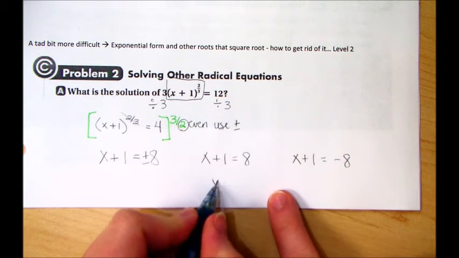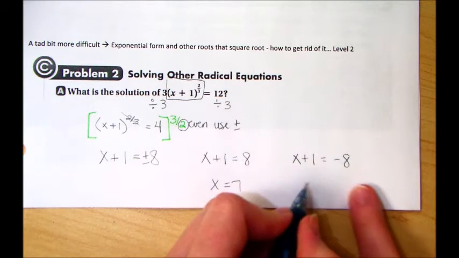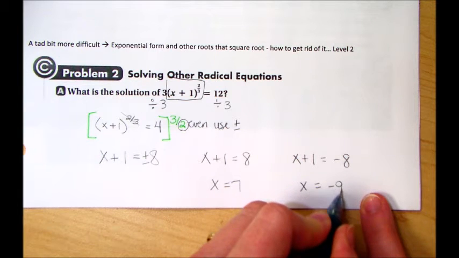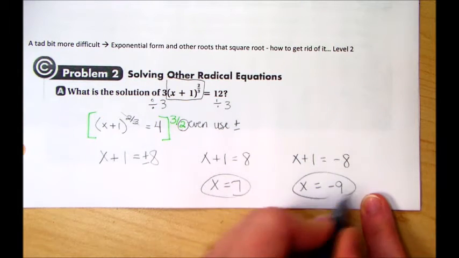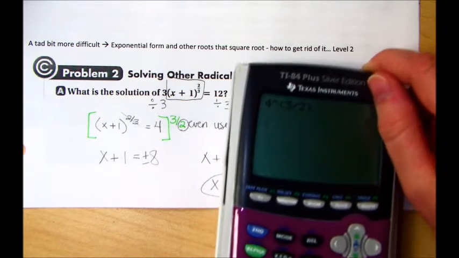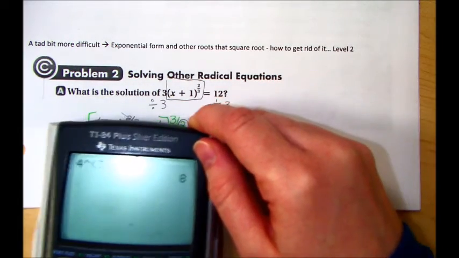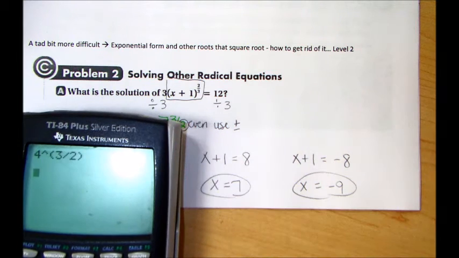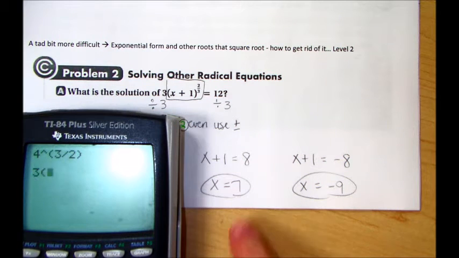Solve. Take away 1, x equals 7. Take away 1, x equals negative 9. Both of those should be solutions. It's a pretty simple check. We'll take 7 and negative 9 and plug them in. Let me get my calculator somewhere you can see it. That looks pretty good. So let's check 7.